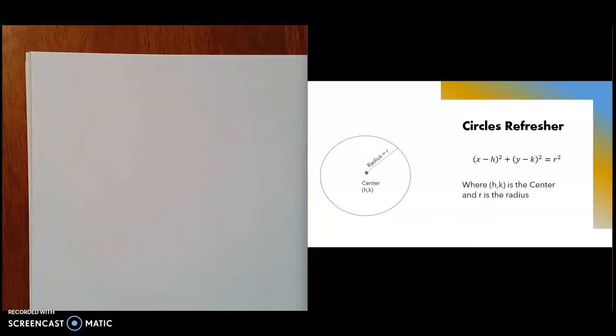So just a little quick refresher of circles. That center radius form, that's x minus h squared plus y minus k squared equals r squared, where that h and k tell you exactly where the center is. H is the x coordinate of the center, k is the y coordinate of the center, and r is your radius of the circle.